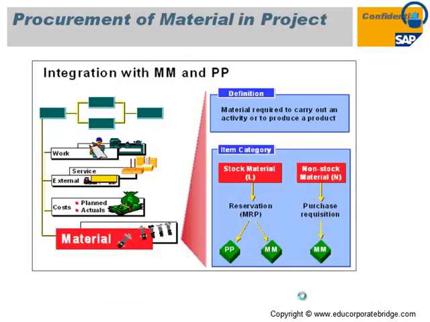Procurement of material in a project. This is integration with MM and PP, that is material management and production planning, where your item is either a stock item or a non-stock item. For the stock item, a reservation gets created, and for the non-stock item, a purchase requisition gets created directly against that particular material component.